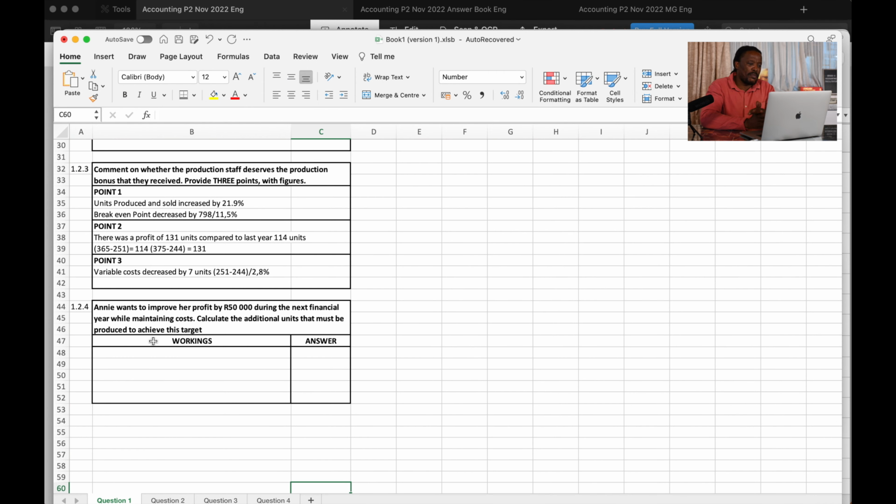1.2.4, Annie wants to improve her profit by 50,000 during the next financial year while maintaining costs. Calculate the additional units that must be produced to achieve this target. And now when you look at this, the 50,000 is given as a profit. And now you say, okay, I know this formula where I have to do break-even point, where it's fixed costs over gross profit per unit, or marginal income per unit.